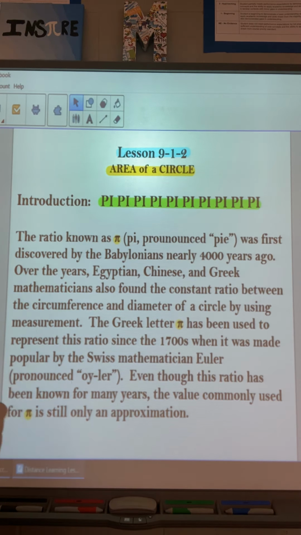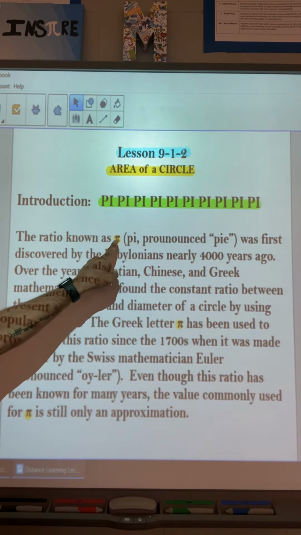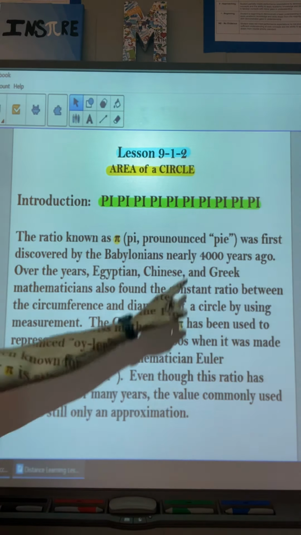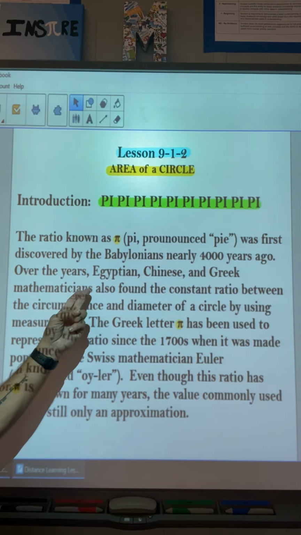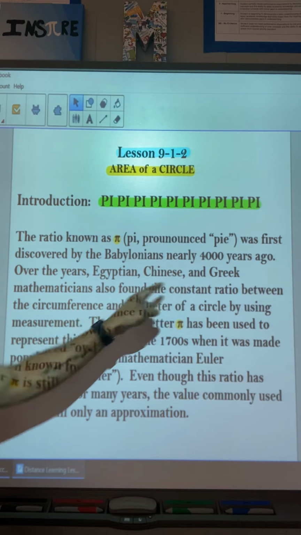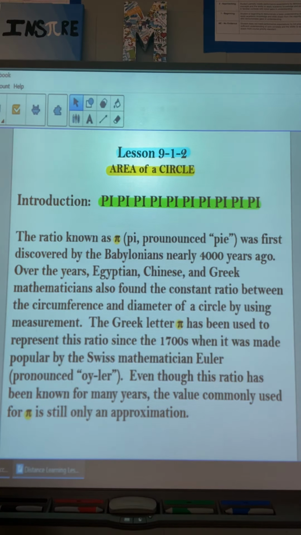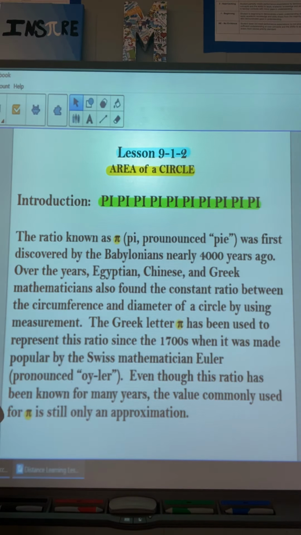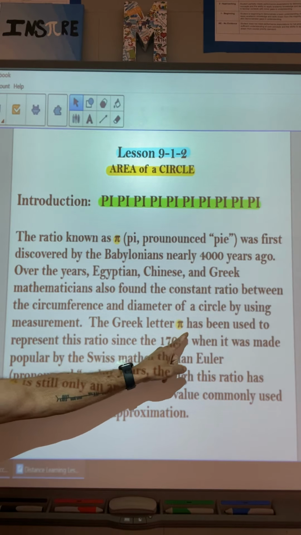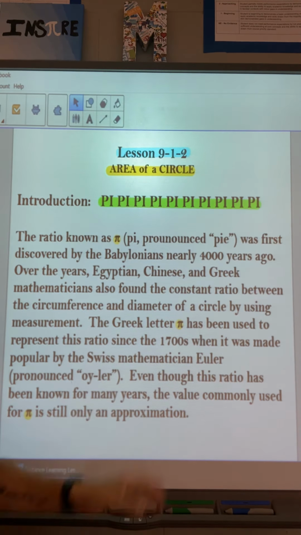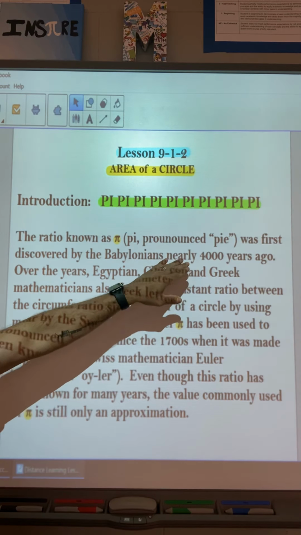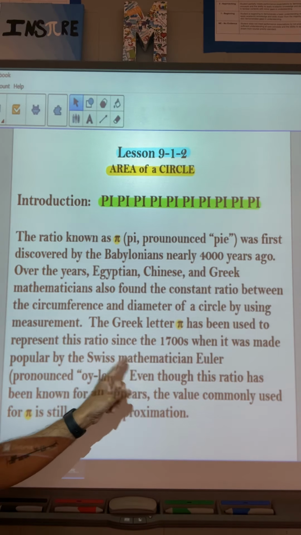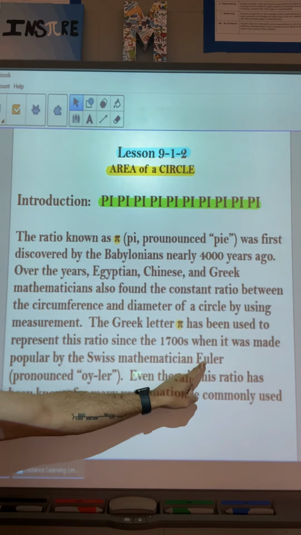Here we go. It says the ratio known as pi, pronounced like pie, was first discovered by the Babylonians nearly 4,000 years ago. Over the years, the Egyptians, the Chinese, and the Greek mathematicians also found the constant ratio between the circumference and the diameter of a circle by using measurement. The Greek letter pi has been used to represent this ratio since the 1700s. That's how long this has been. This has been for 4,000 years. It's incredible. It was made popular by a Swiss mathematician, whose name is pronounced Euler.